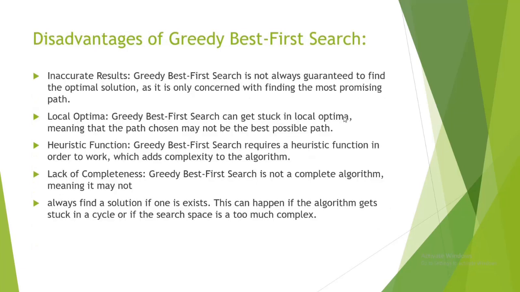Disadvantages: inaccurate results can sometimes happen, because it is not always guaranteed to find the optimal solution. There are also local optima and heuristic function issues, and a lack of completeness. It is not a complete algorithm, which means it may not always find a solution even if one exists. These are some complexities.